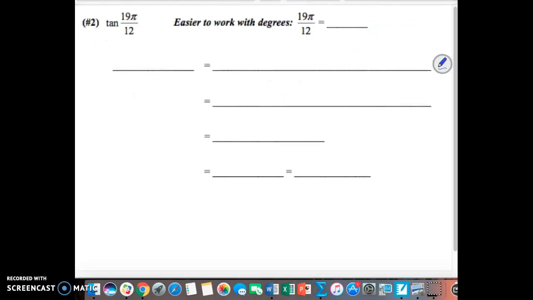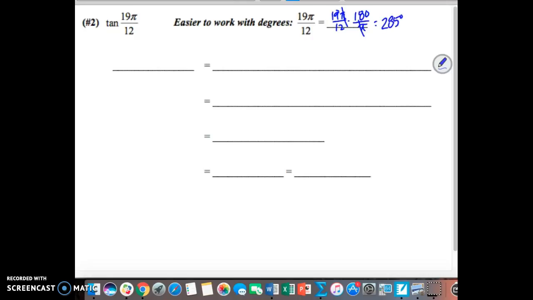So now looking at example 2, we have tangent of 19 pi over 12. It is easier to work with degrees just because we can add degrees and subtract degrees in our heads a little easier. So we are going to convert 19 pi over 12 into degrees. We do so by taking 19 pi over 12 and multiplying by 180 over pi. So then our pi's will cancel, and we are left with an angle of 285 degrees.